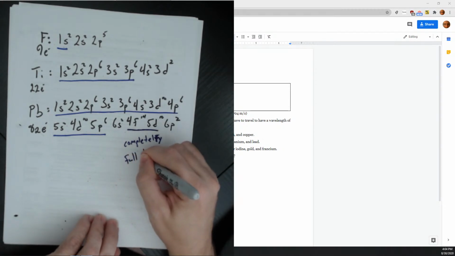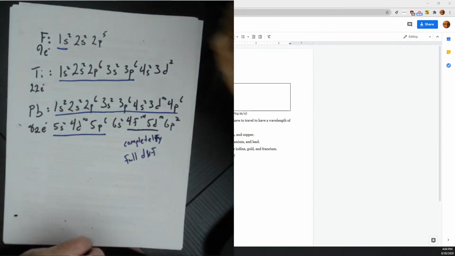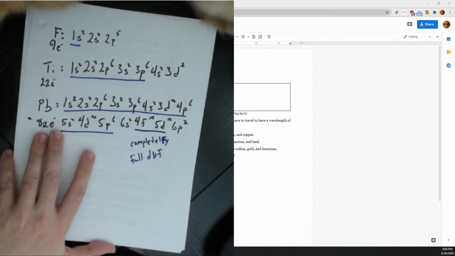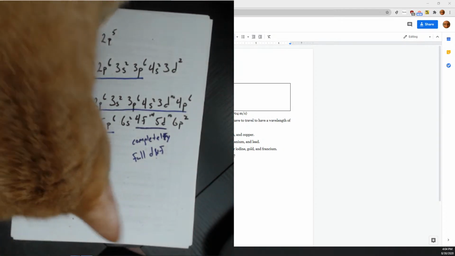Completely full D and F. So degenerate, degenerate, degenerate, degenerate, degenerate. Okay. Thus, they are honorary core.